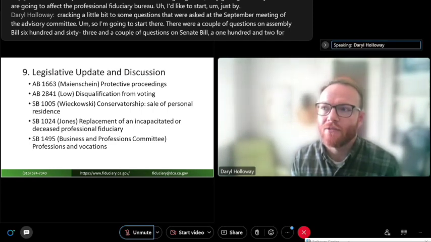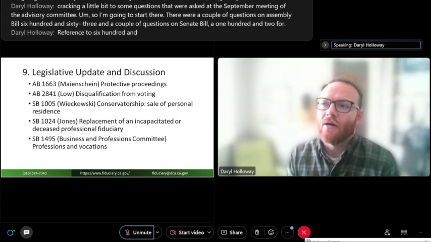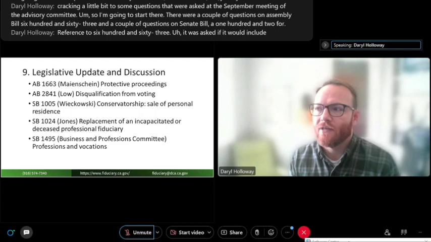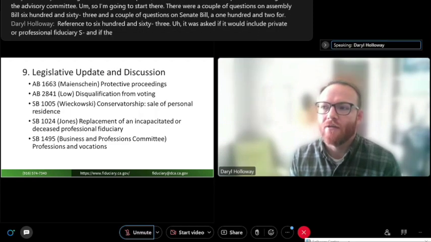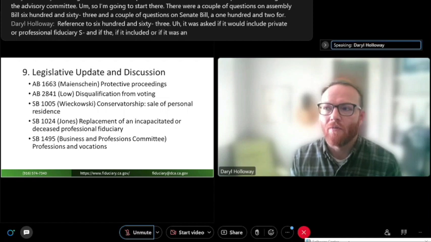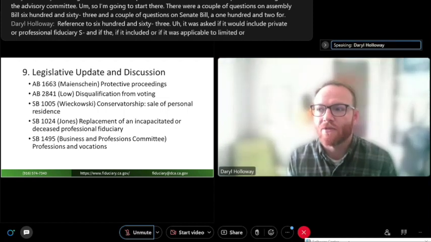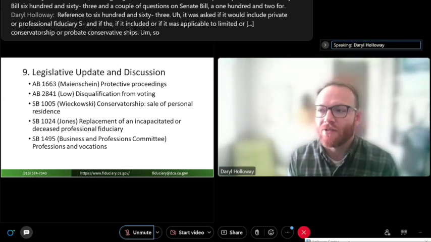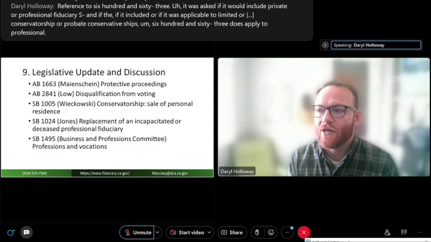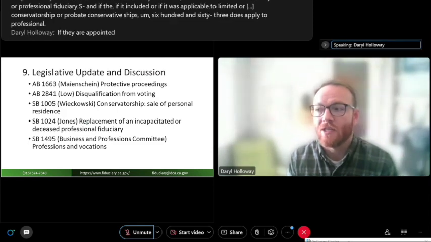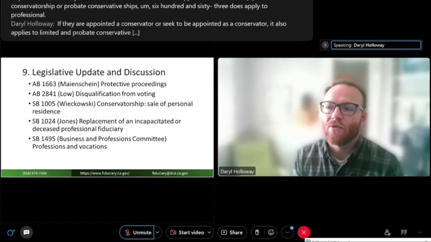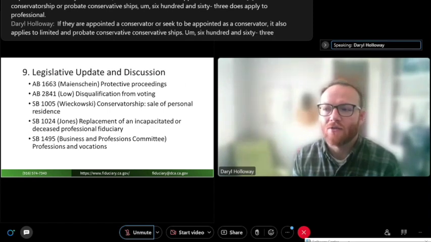There were a couple questions on Assembly Bill 1663 and a couple questions on Senate Bill 1024. So in reference to 1663, it was asked if it would include private or professional fiduciaries, and if it was applicable to limited or LPS conservatorships or probate conservatorships. 1663 does apply to professional and private fiduciaries if they are appointed a conservator or seek to be appointed as a conservator. It also applies to limited and probate conservatorships. 1663 would not apply to LPS conservatorships.